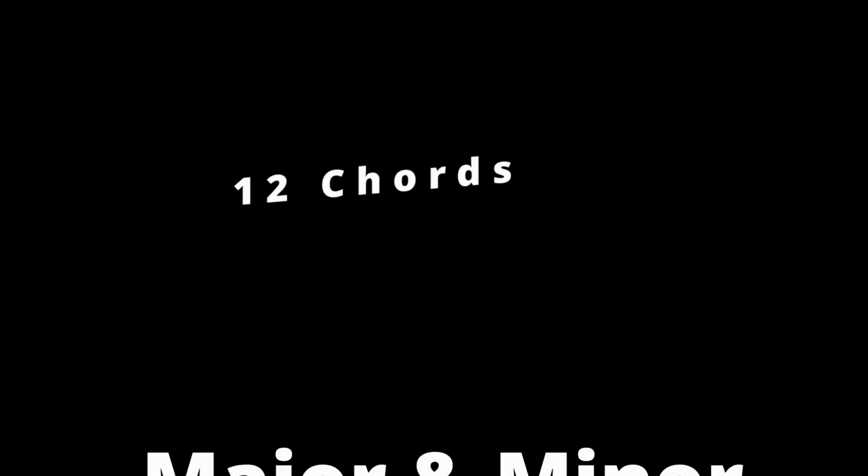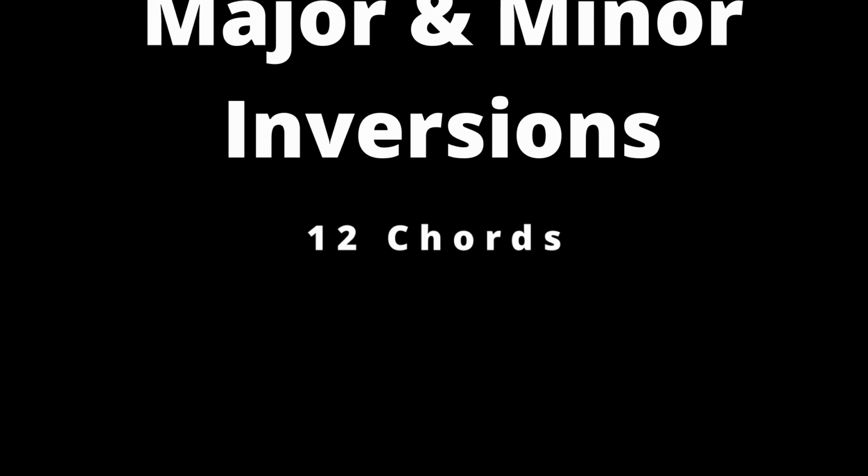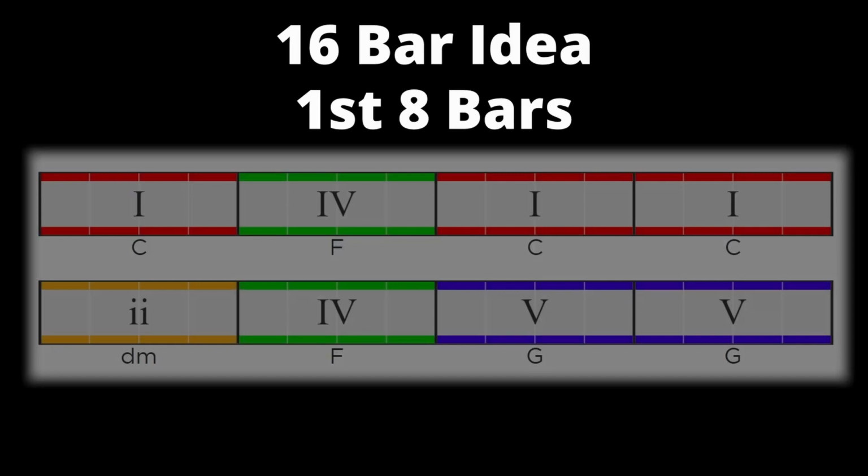With our 1, 2, 4, 5 chords, we can choose from 4 chords at any moment. If we use major and minor chord inversions, we can treble this number to 12 chords. This gives us even more options for refining our progressions. Let's use some of these with a 16-bar verse idea.